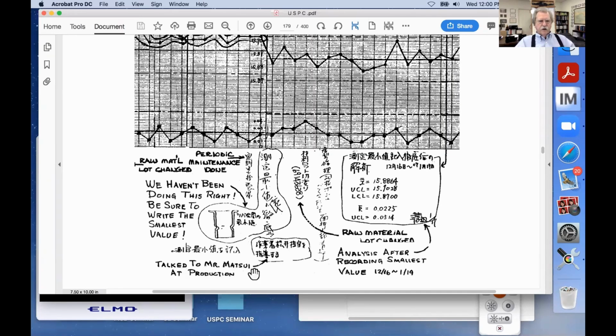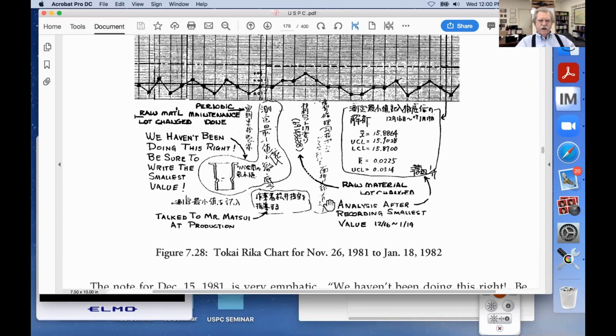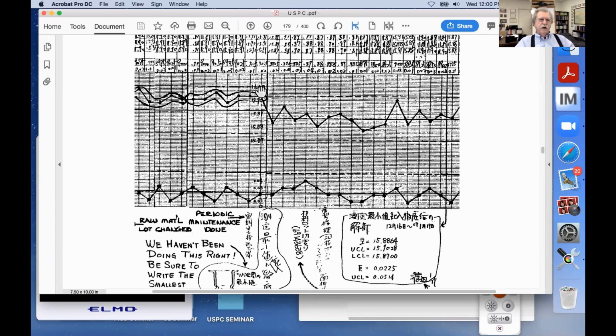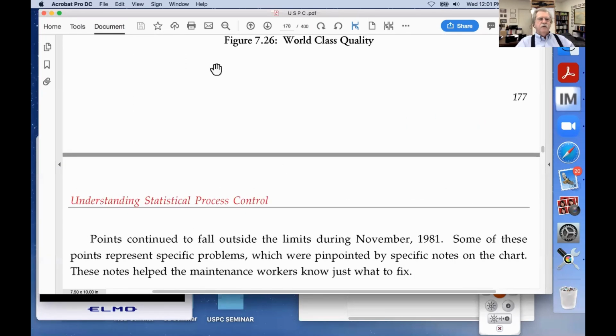We talked to Mr. Matsui about this, consult with management about this. We're supposed to be measuring the part differently than we used to. And this is the analysis after everybody is recording the smallest value. By the way, our bar is still 0.0225. And so when everybody gets on board with the new measuring system, we have another downward shift in the running record and a downward shift in the limits. You have old measurements with limits that are partially based on old measurements and partially based on new measurements.